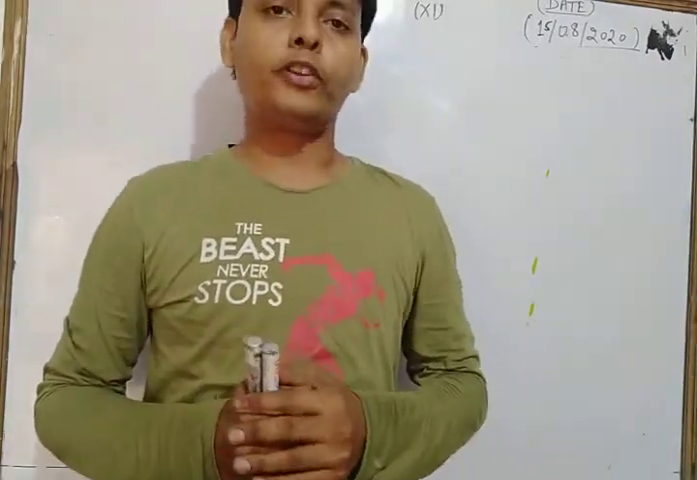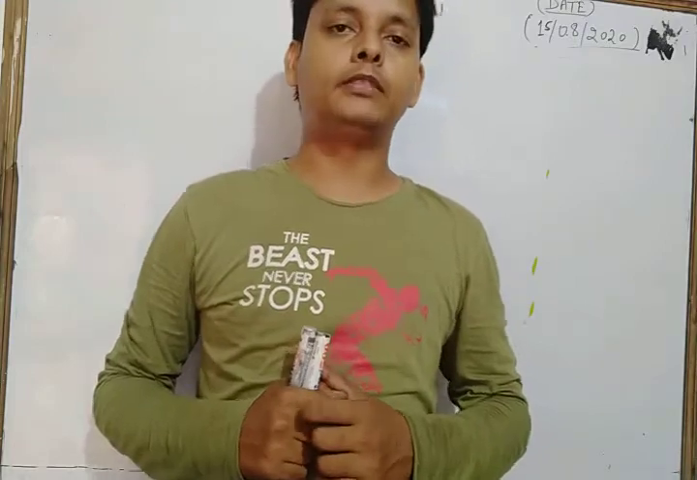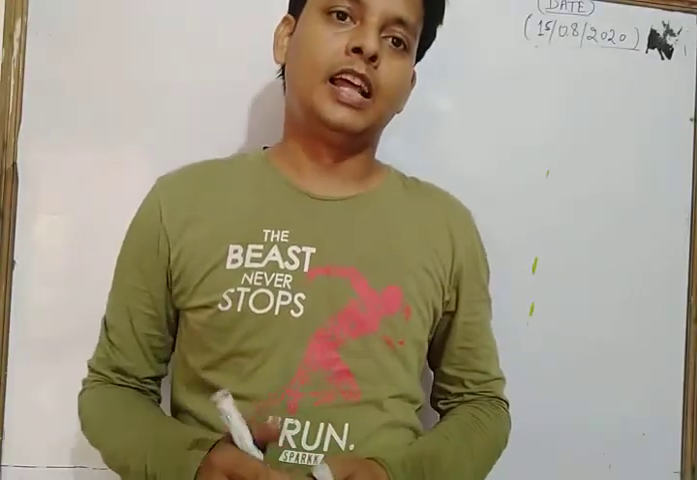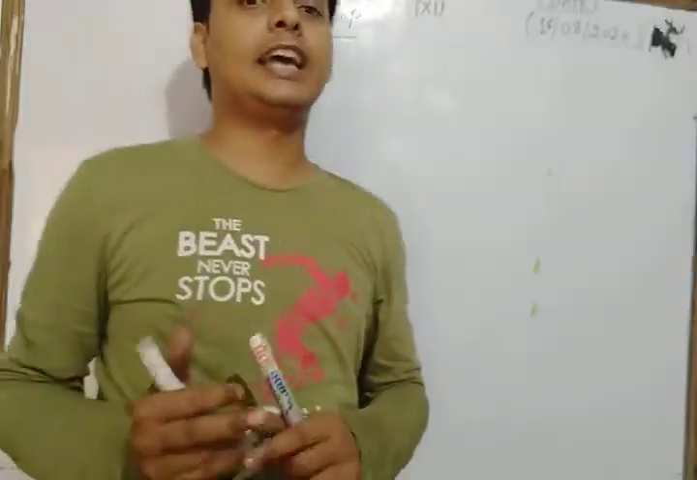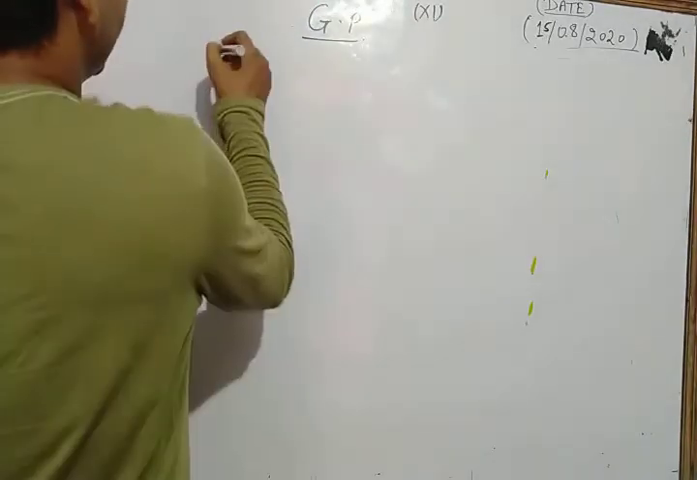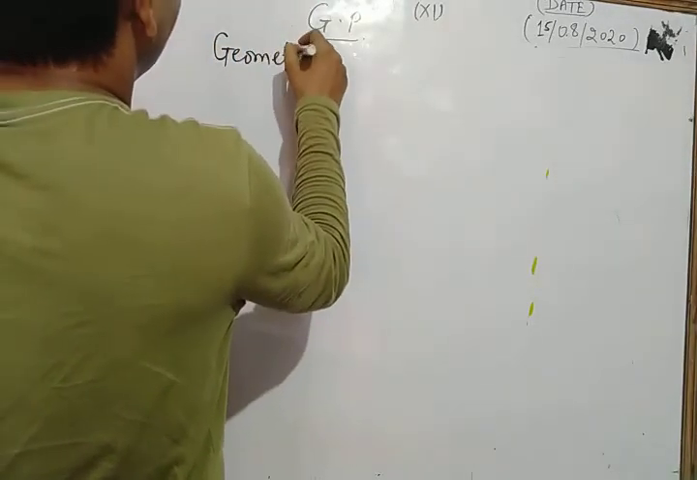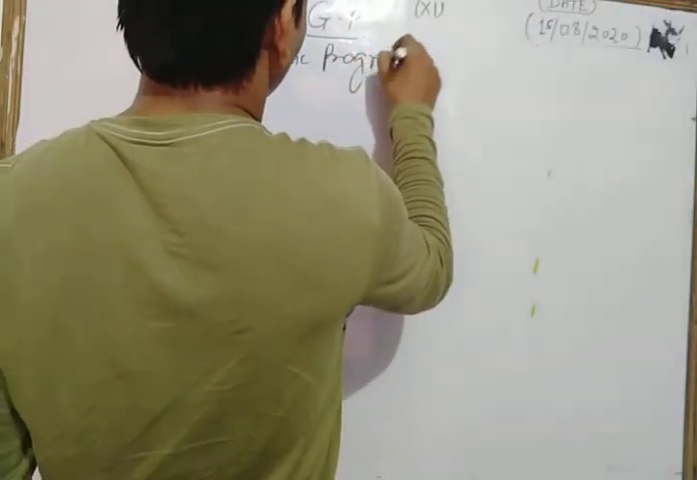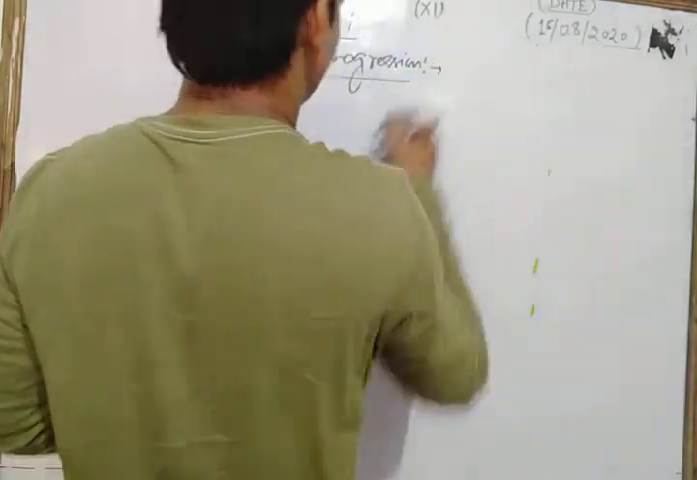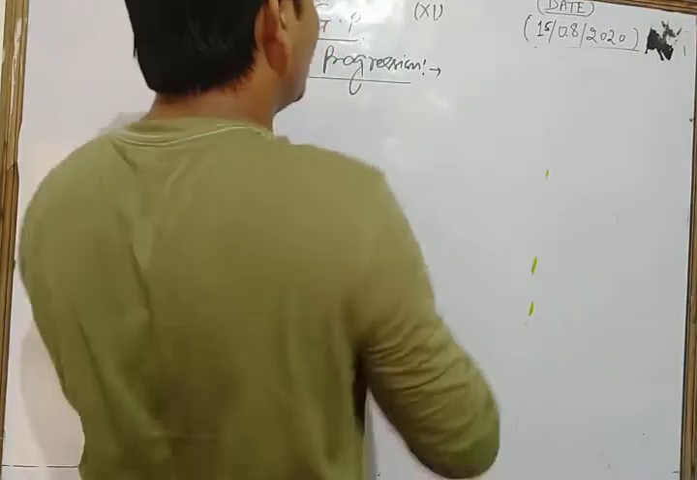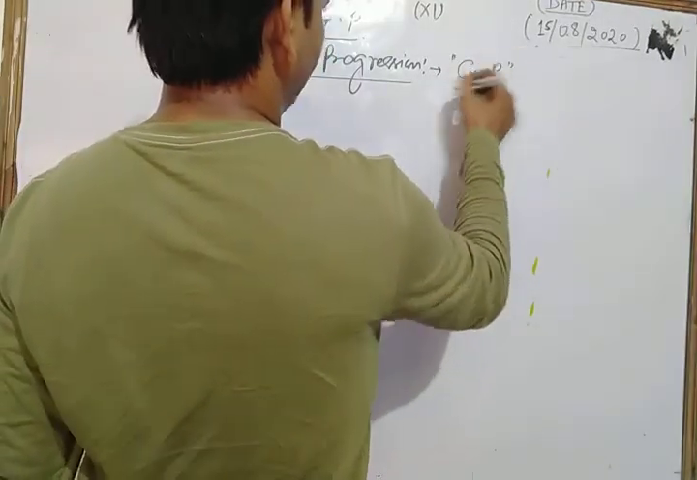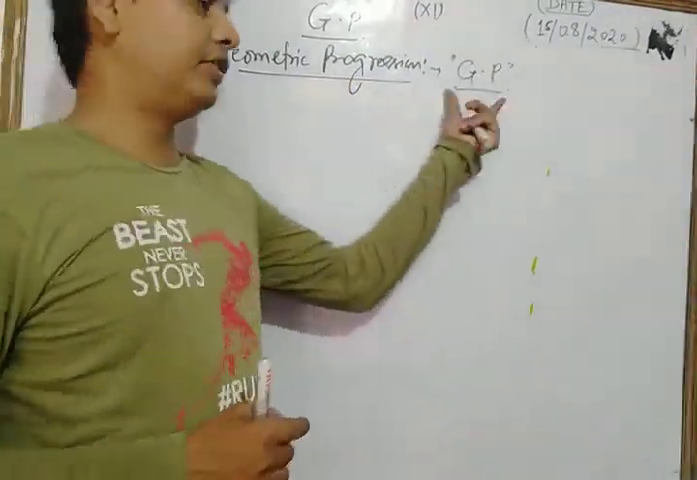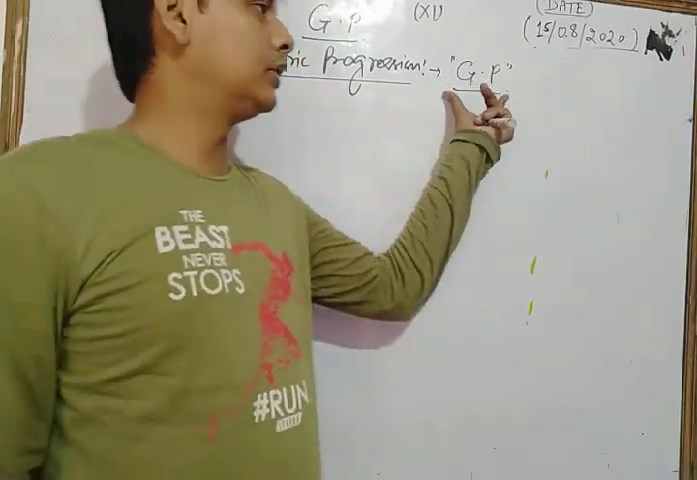Today we are going to discuss your new topic of sequence and series, that is geometric progression. The abbreviation of geometric progression is written as GP, the same as we write arithmetic progression as AP.